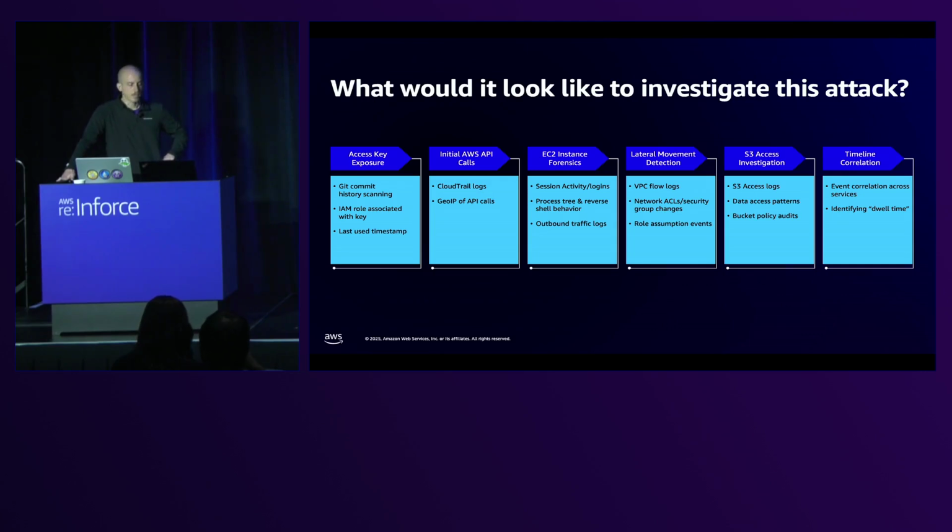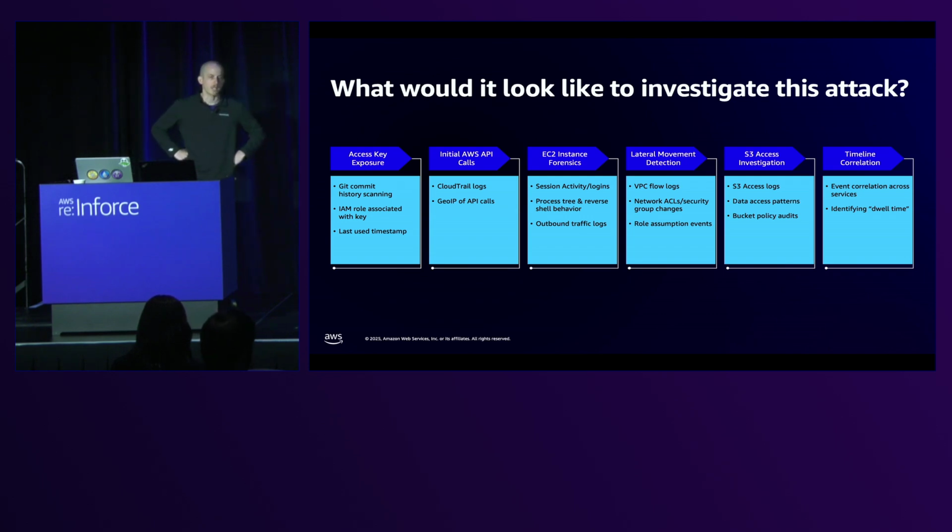From there, obviously, S3 was impacted, data was compromised, so you're going to want to look at those S3 access logs, any data access patterns that might be anomalous, and do policy audits of those buckets themselves, right? Are they over-permissed? Does this EC2 even need to be able to read from that bucket or write to that bucket, et cetera, and so forth. And then ultimately, with any investigation, you're going to want to do a timeline correlation.